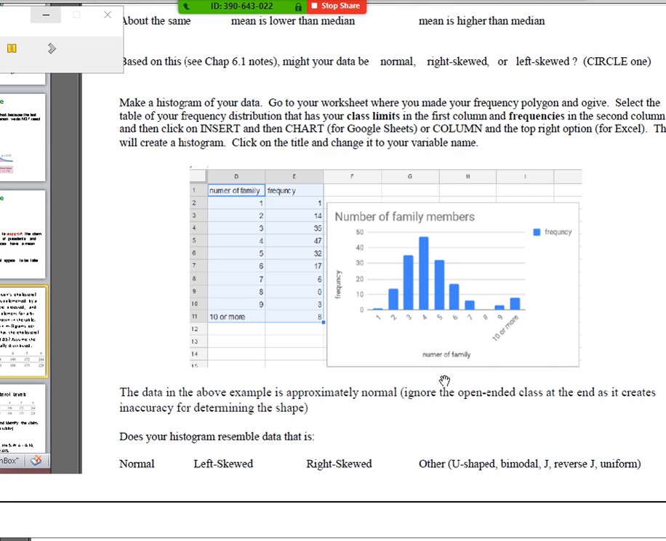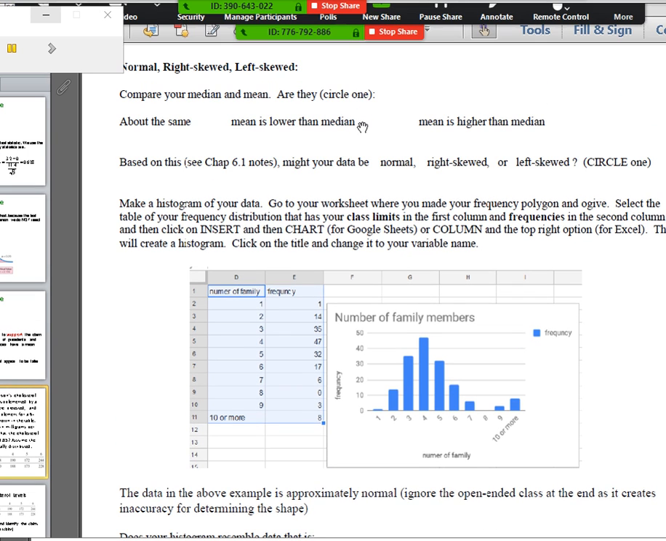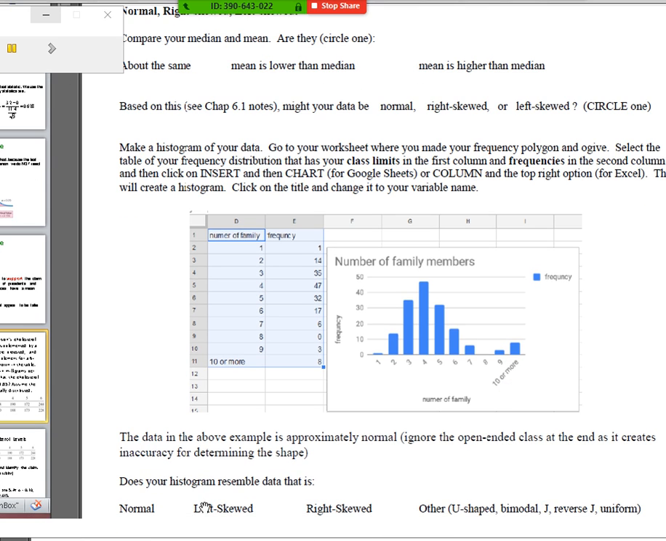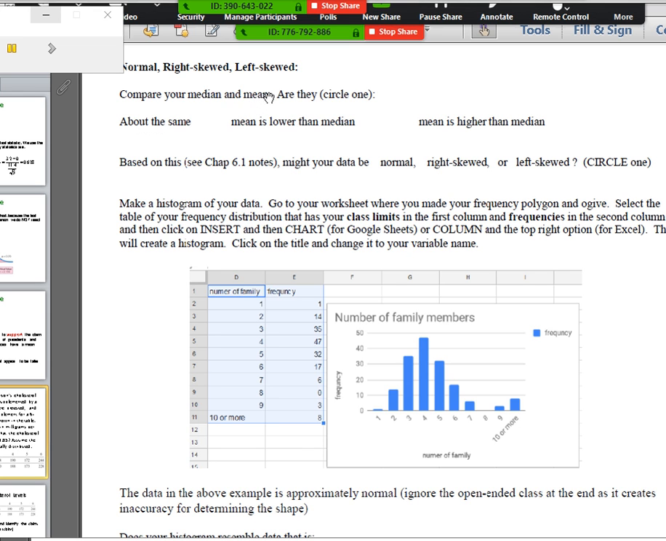And then the last couple parts, you don't have to do a histogram. So no histogram necessary. You can just use your frequency polygon and see if you think that your data looks like it's normal, left skewed, or right skewed, or something else. And then this part up here, seeing if your mean and median are about the same, or if the mean is lower or the mean is higher. So circle which one it is, and then based upon this, does that mean that it should be about normal, or right skewed or left skewed, depending upon what you answered here.